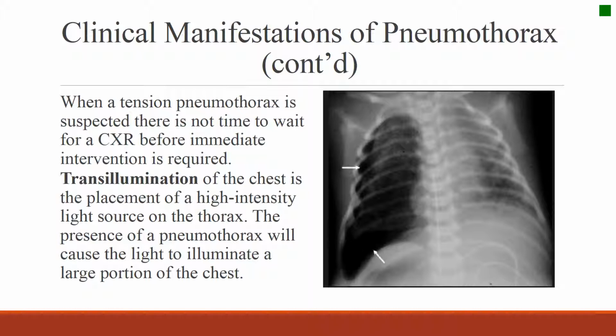One of the techniques they will use to identify a tension pneumothorax, because we need to intervene immediately, is called transillumination of the chest. This is where they take a high intensity light source and put it usually on the back of the baby on one side, and then compare it to the other side. And if the lung area on the front of the chest lights up, then that means that's where a pneumothorax is, a tension pneumothorax. So again, we will use transillumination of the chest to identify a pneumothorax or a tension pneumothorax when we need immediate intervention because the patient is declining quickly.